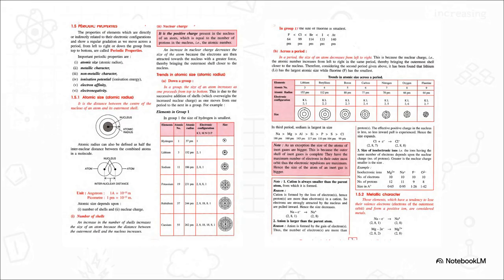Simple. But now look at what happens when we go across a period from left to right. The size actually decreases. Now that seems weird, right? We're adding more stuff, more protons and electrons, shouldn't it get bigger? But in this fight, Captain Nucleus wins. We're staying in the same shell, but we're adding more and more protons to the nucleus, beefing up its positive charge. That stronger pull just sucks the entire electron shell in tighter, making the atom smaller.